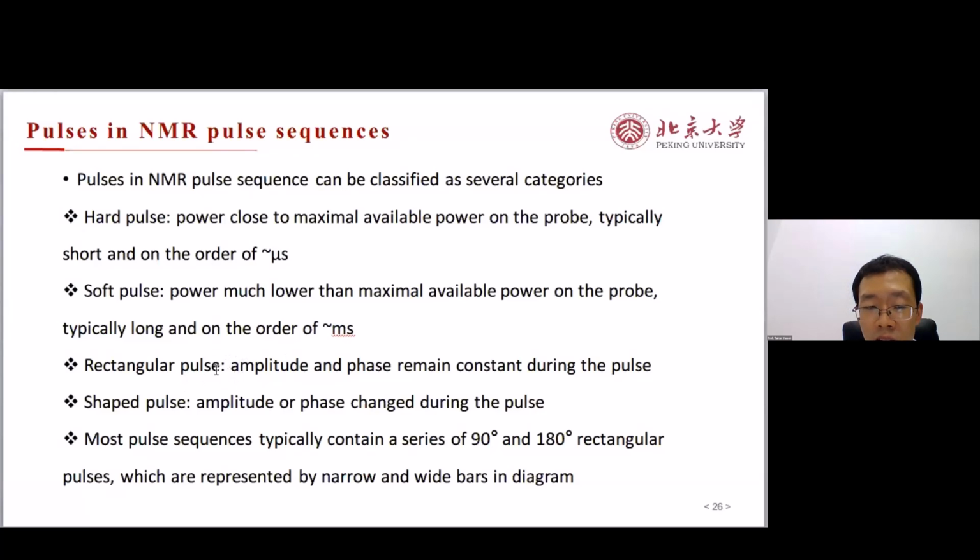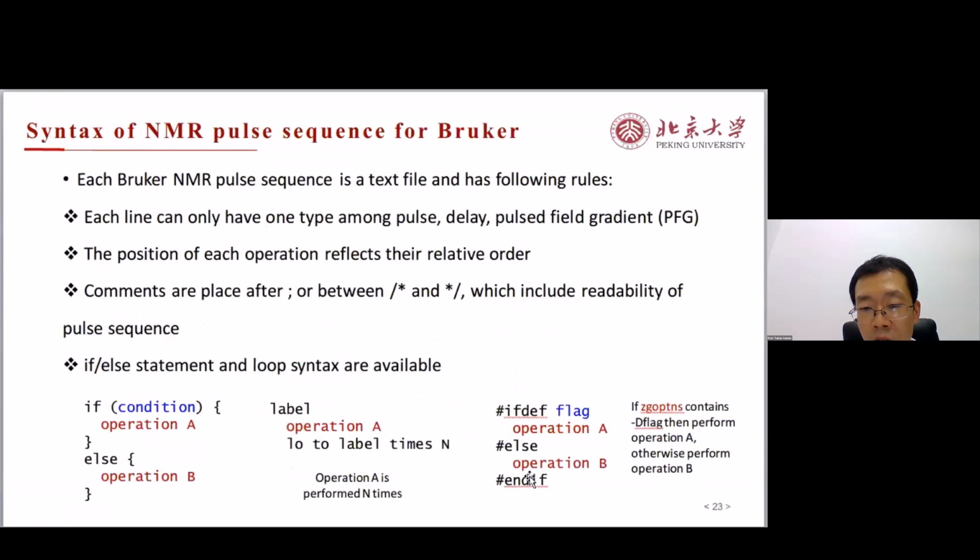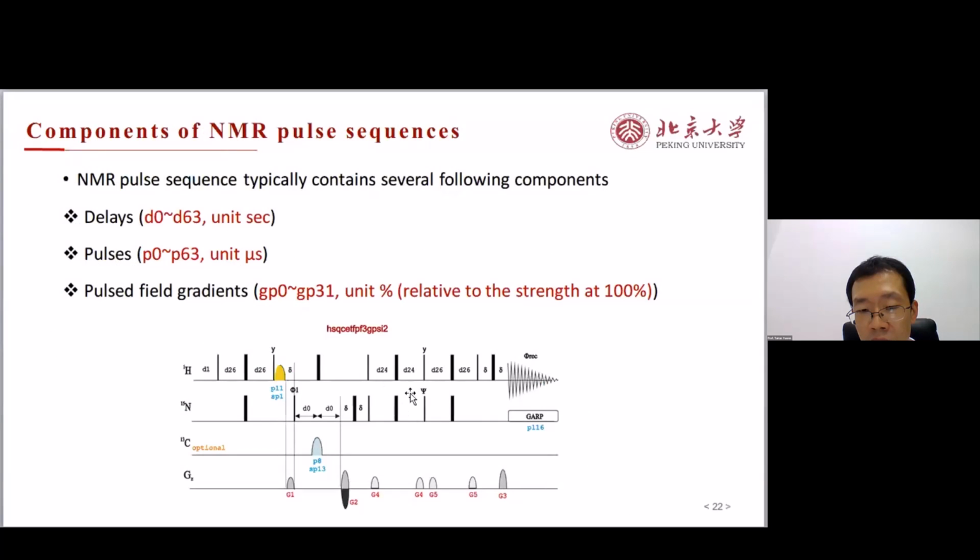Another way to classify is based on the shape, whether it's a rectangular pulse or a shaped pulse. Rectangular pulse means the amplitude and phase remain constant during the pulse. And shaped pulse means either amplitude or phase changes during the pulse. So most pulse sequences contain a series of 90 and 180-degree rectangular pulses, which are usually represented by narrow and wide bars in the diagram, like here.